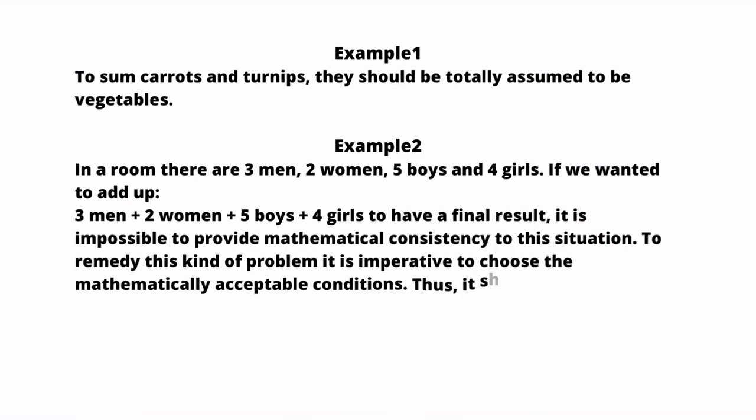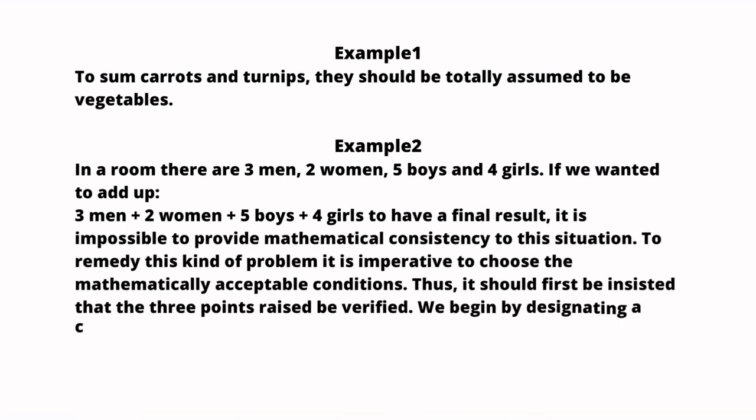Example 1. To sum carrots and turnips, they should be totally assumed to be vegetables. Example 2. In a room there are 3 men, 2 women, 5 boys, and 4 girls. If we wanted to add up 3 men plus 2 women plus 5 boys plus 4 girls to have a final result, it is impossible to provide mathematical consistency to this situation.